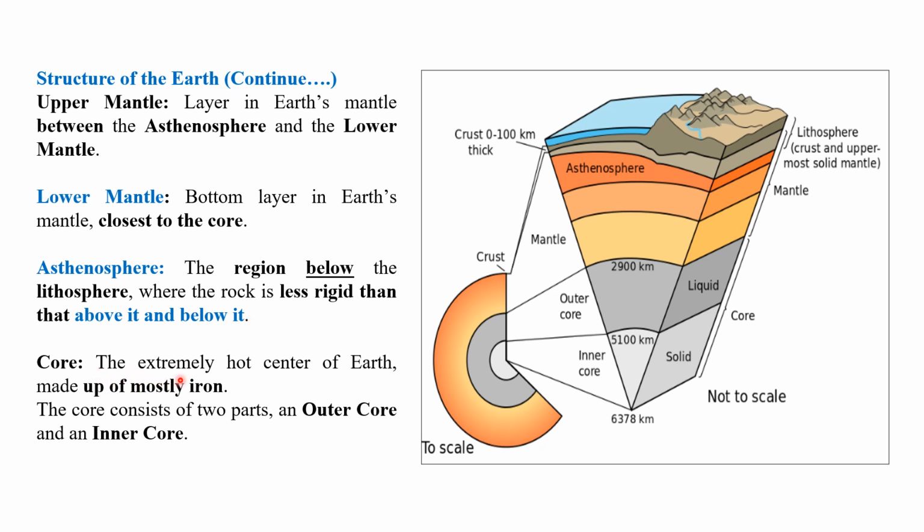Core, what is core? The extremely hot center of the earth, made up of mostly iron, right? The core consists of two parts, an outer core and an inner core. We can see here the distance is also mentioned, 6378 kilometers to the center of the earth from the ground surface, right? Similarly, 5100 kilometers, 2900 kilometers. So from the top, the depth is mentioned in kilometers.